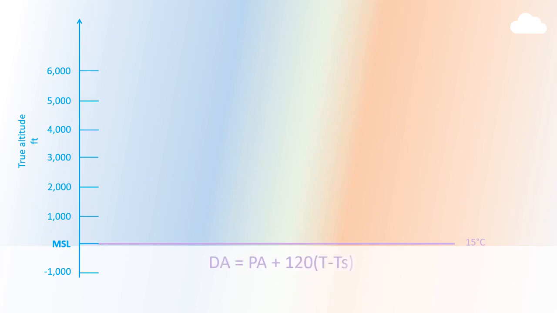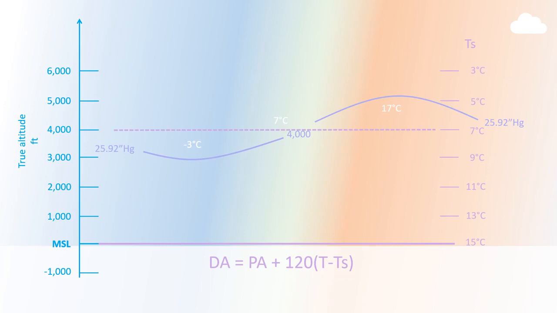I get it, math isn't everyone's idea of fun, but trust me, this one's easier than you think. In the equation, DA stands for density altitude. PA is the pressure altitude in feet. 120 is a constant. T is the outside air temperature. And T sub S is the standard temperature for that pressure altitude. Both temperatures are in degrees Celsius.